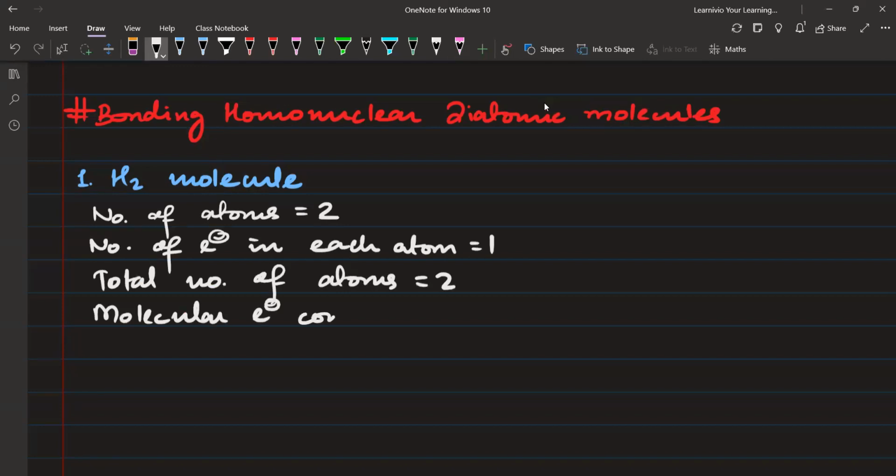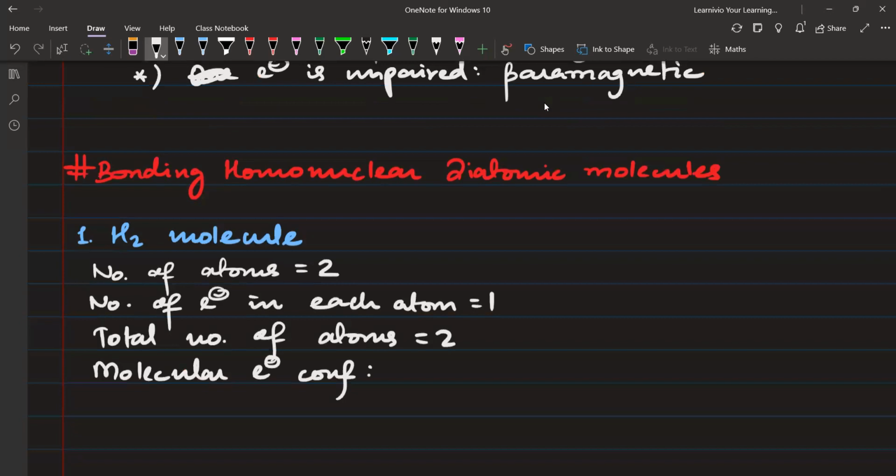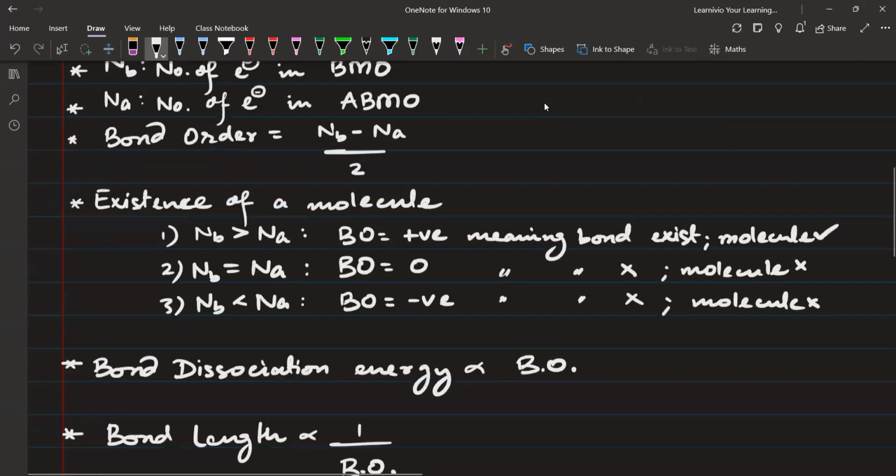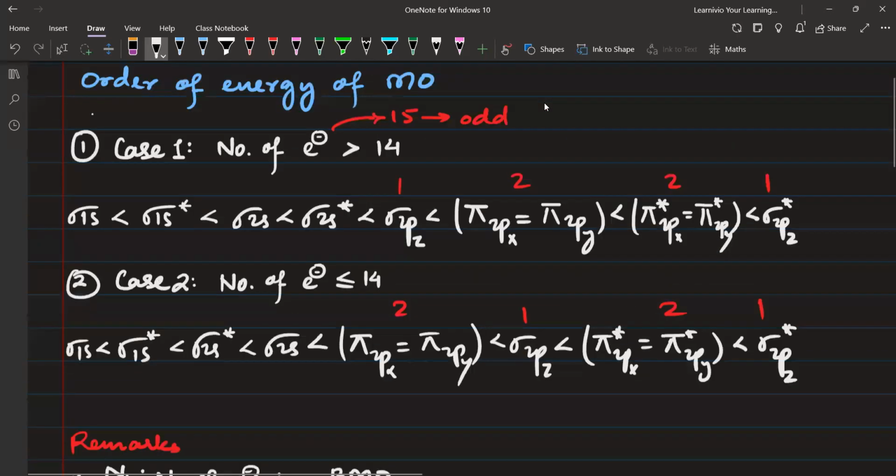Molecular electronic configuration. See, I don't have to look for case 1 or case 2 till here. Can you see that? That means I don't have to look for case 1 or case 2. Each orbital can hold two electrons. It is the same as the atomic orbitals. In atomic orbitals also, each orbital can hold how many electrons? Two electrons with opposite spin. Here also, each molecular orbital can hold only two electrons with opposite spin.